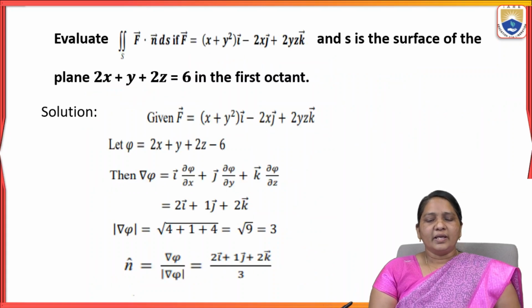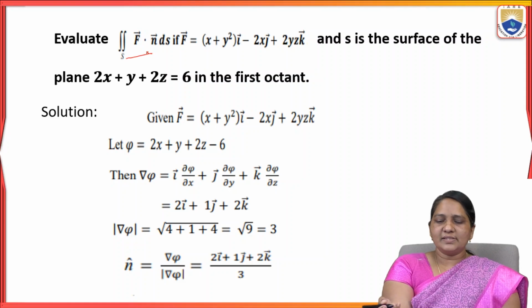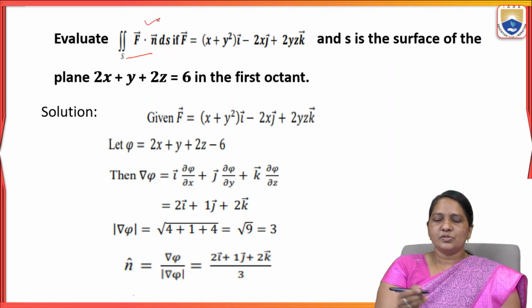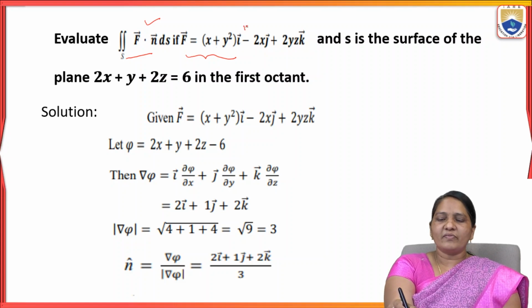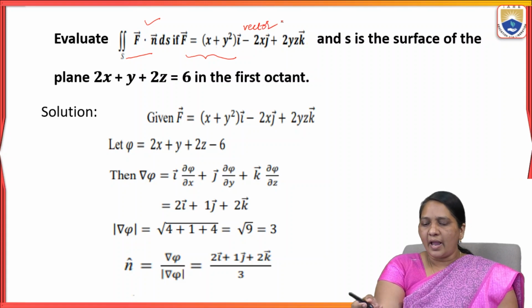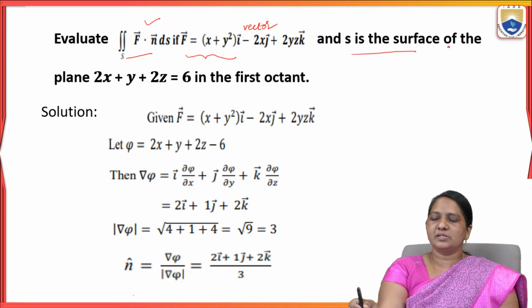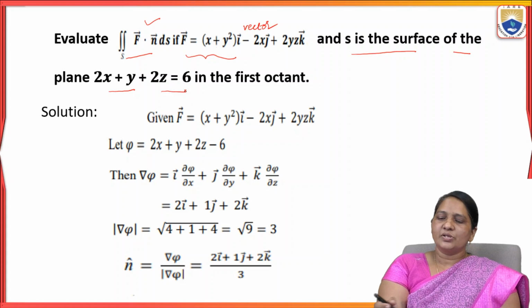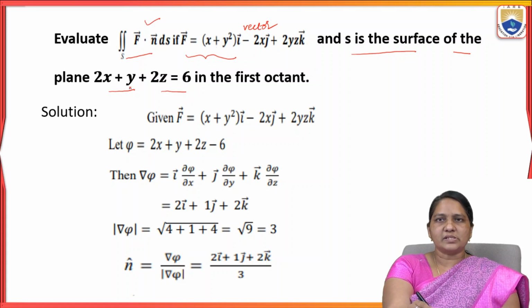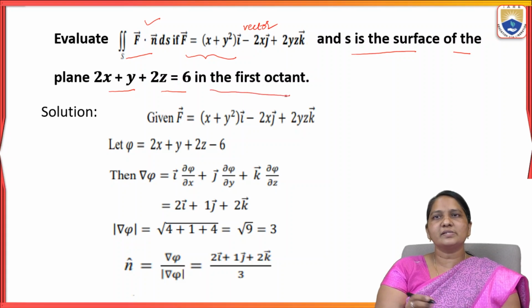See the example. Evaluate double integral over S of f bar dot n ds, where f bar equals (x plus y square) i bar minus 2x j bar plus 2yz k bar. This is the vector f bar, and S is the surface of the plane 2x plus y plus 2z equal to 6 in the first octant. This is the given problem.